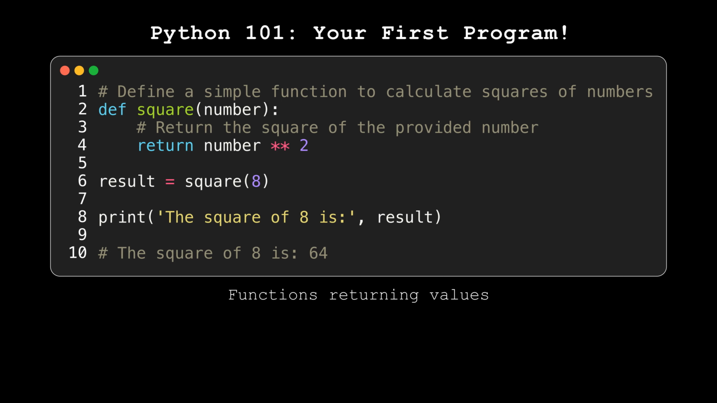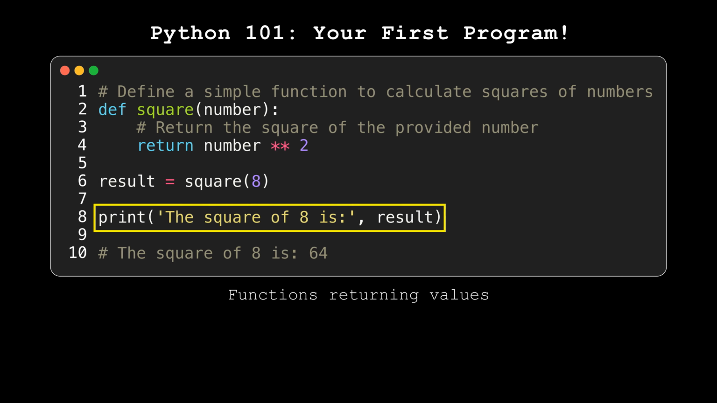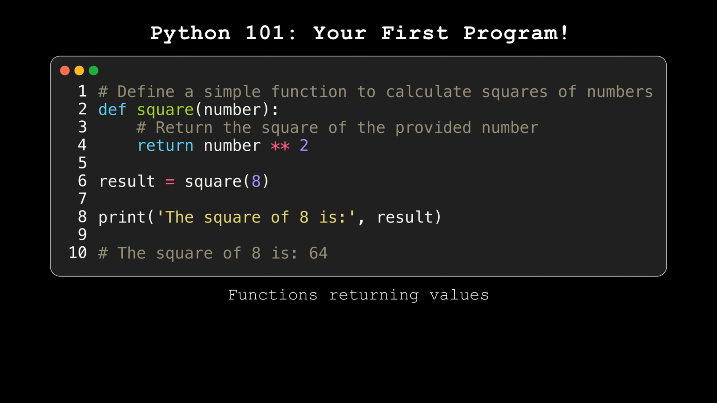When we pass a number to this function, it calculates the number squared, that's the number multiplied by itself, and returns that number back to us. Then we store that returned number in a variable called result and print it. This kind of function is exceptionally useful when you need to reuse calculations throughout your code. It also helps keep your program modular and clear.